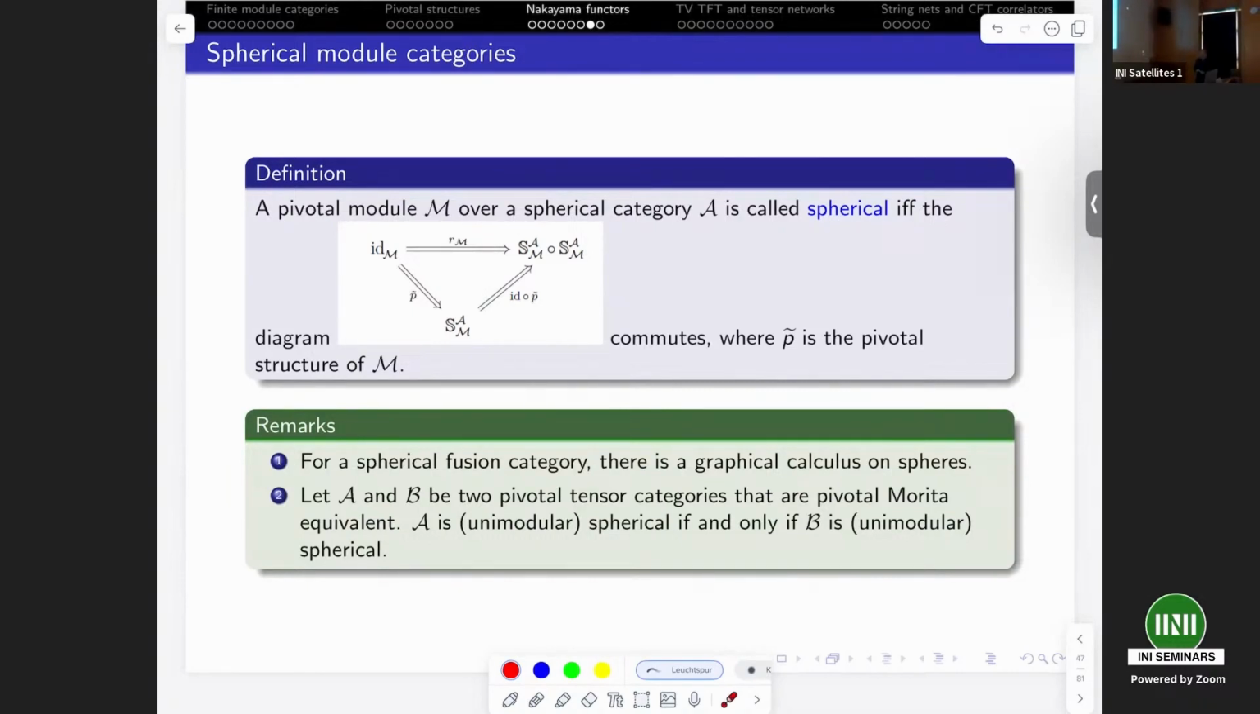And you can show that if you have two pivotal tensor categories that are pivotal Morita equivalent, then one is spherical if and only if the other one, the Morita partner, is also spherical. So this is a very nice theory. So what we have at the end of this talk is a nice theory for spherical Morita contexts.